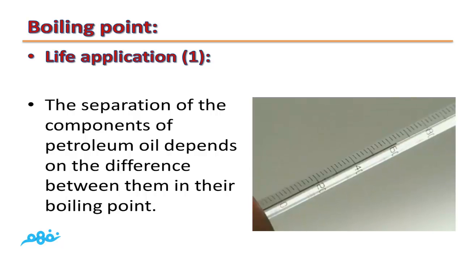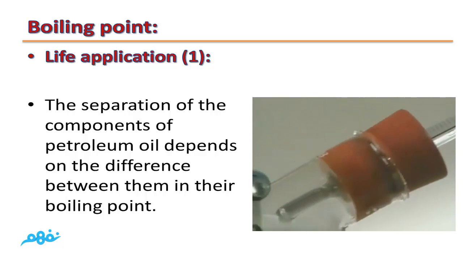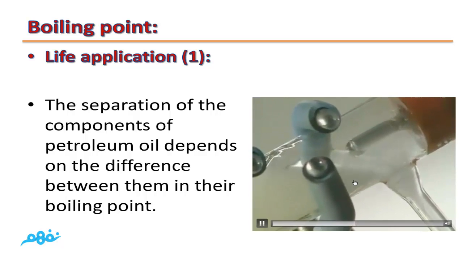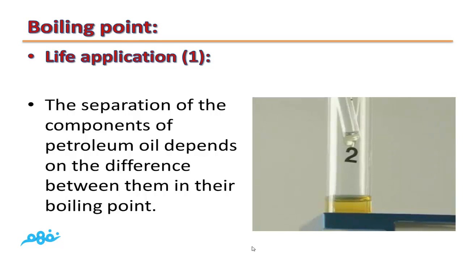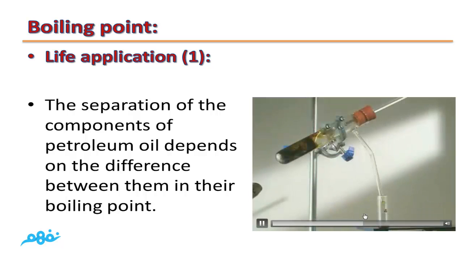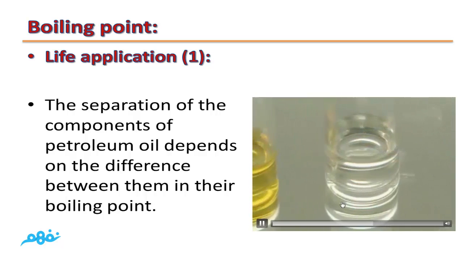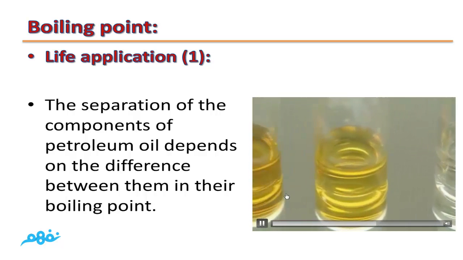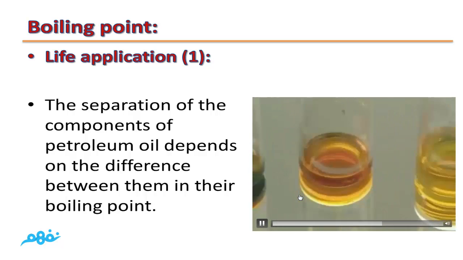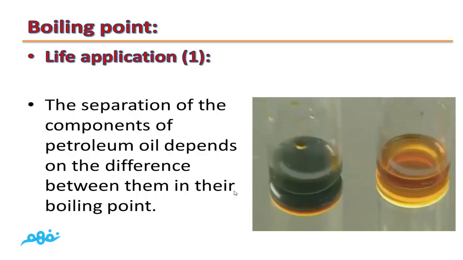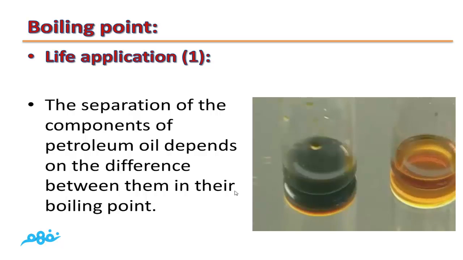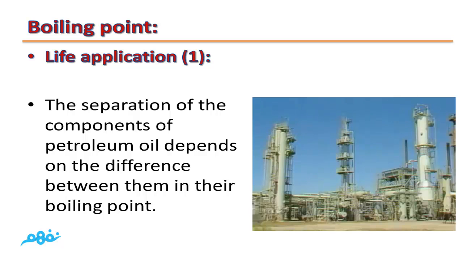By collecting it again and cooling it down, it will change into liquid state. As you can see in this, it is yellow. By continuing heating again and again, we will have the different components which are forming the petroleum oil. This is a great application for different melting points.